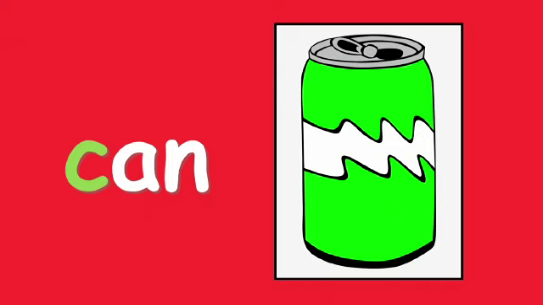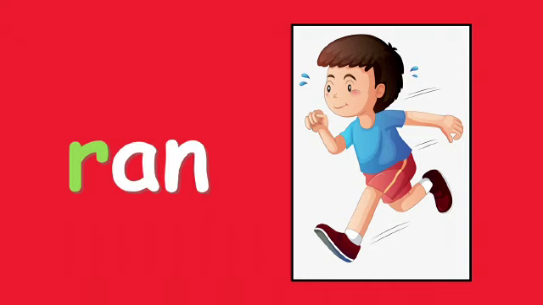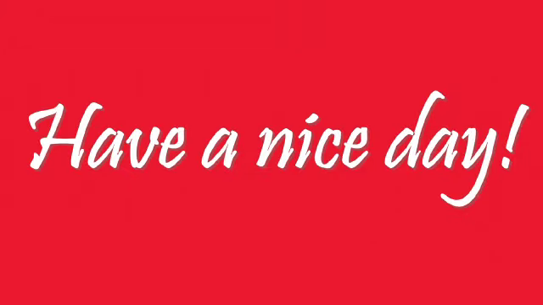Okay, now let's see another picture. Yes, what is this boy doing? Yes, he's running. So the next word which we are going to learn from the an family is ran. Which sound can you hear in the beginning? R, an, ran.